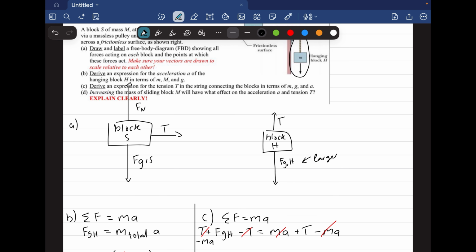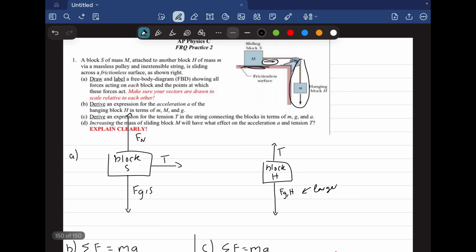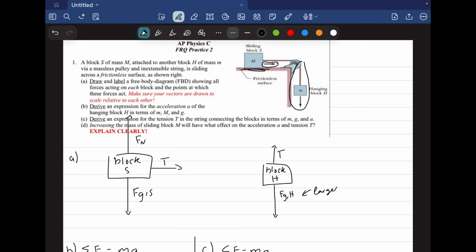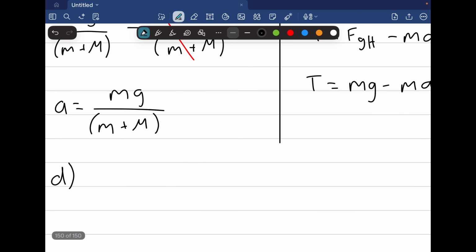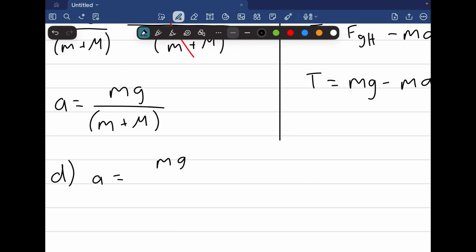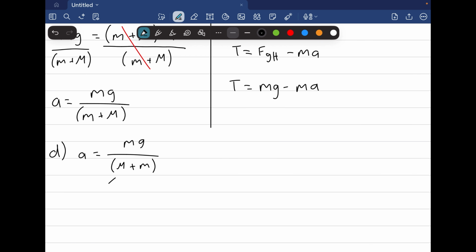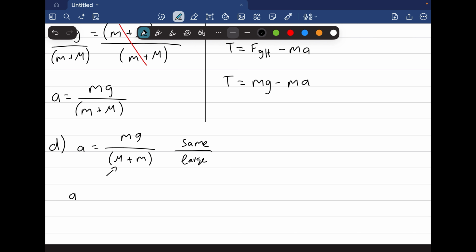And then part D is asking us what effect increasing the mass of capital M will have on the acceleration and tension, right? So looking at our acceleration function, capital M plus small m, if we were to increase M, we would have a larger denominator, right? If we were to divide by a larger number, your acceleration would decrease, right?